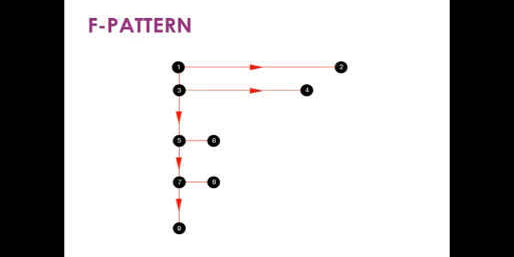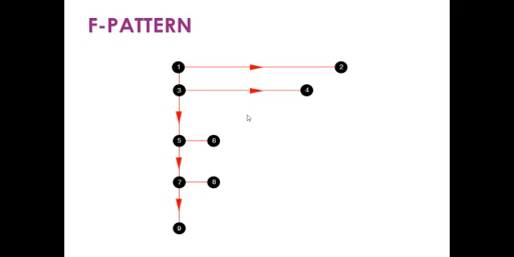Another popular pattern of layout design is the F pattern. As with the other patterns, the eye starts at the top left and moves horizontally to the right and then comes back to the left edge before making another horizontal sweep to the right. This second sweep won't extend as far as the first sweep.